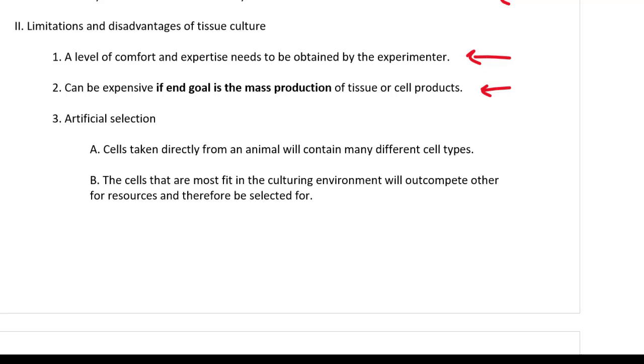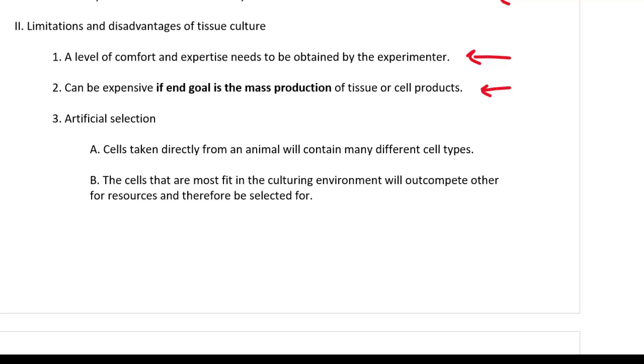The other problem is artificial selection, and this is different than natural selection because, well, it's artificial. Cells taken directly from an animal will contain many different cell types. So if I go in and I pick a little bit of tissue out of an animal, within that tissue, there will be different cell types. It could be that the majority of cells that I pick up are the cell type that I want.